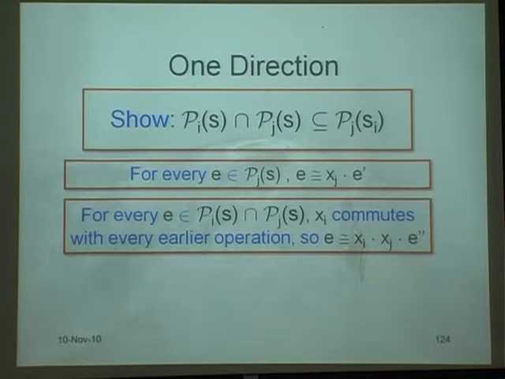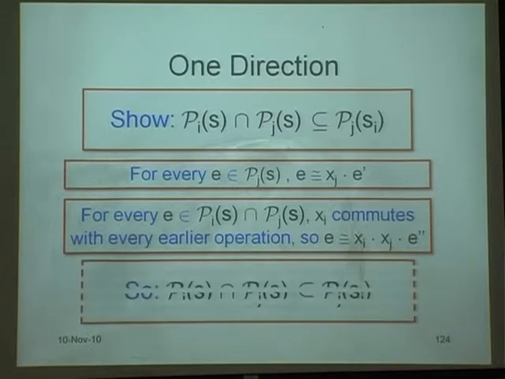So it says that this execution is also equivalent to one where X sub I happened, then X sub J, and then E sharp, and then some other execution happened. And that gives us the inclusion this way.